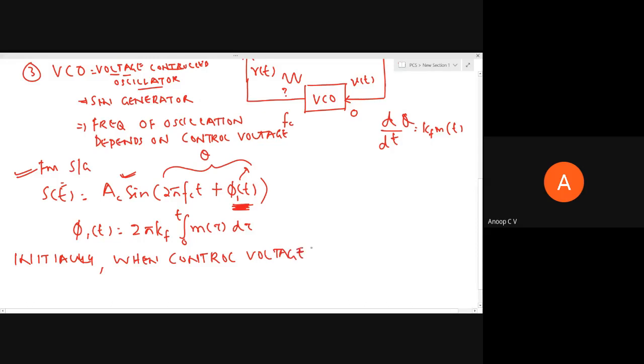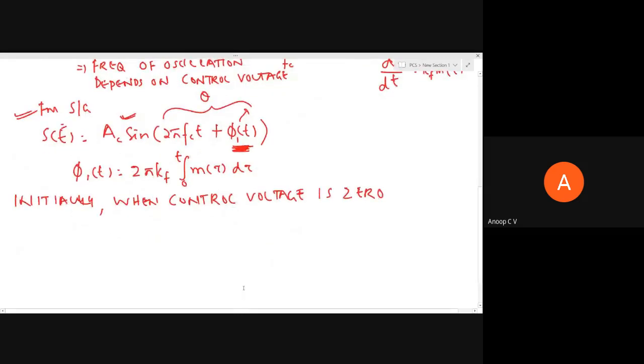When no input is given to this VCO, that is, the input is 0, we are assuming two conditions are satisfied. That is very important. If you know that, then only you will be able to write the expression for V of t. Then if you can write the expression for V of t, PLL actually becomes very simple. So the first condition is that the frequency of the VCO is precisely set at the unmodulated carrier frequency.